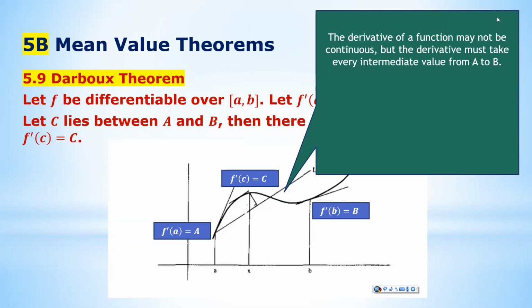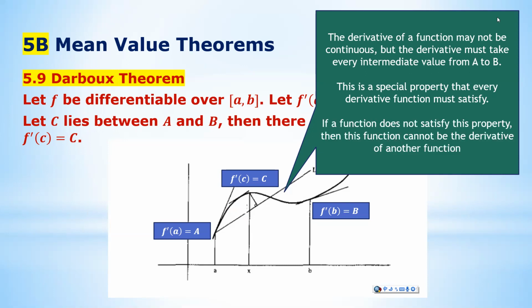Okay. Now, why is this important? Because this is a special property that every derivative function must satisfy. So this means that the derivative function carries some special property. Not every function can be considered the derivative of another function. Okay. So if a function does not satisfy this property, then this function cannot be the derivative of another function. Okay, so the derivative function is not a general function, it has to be some special function.